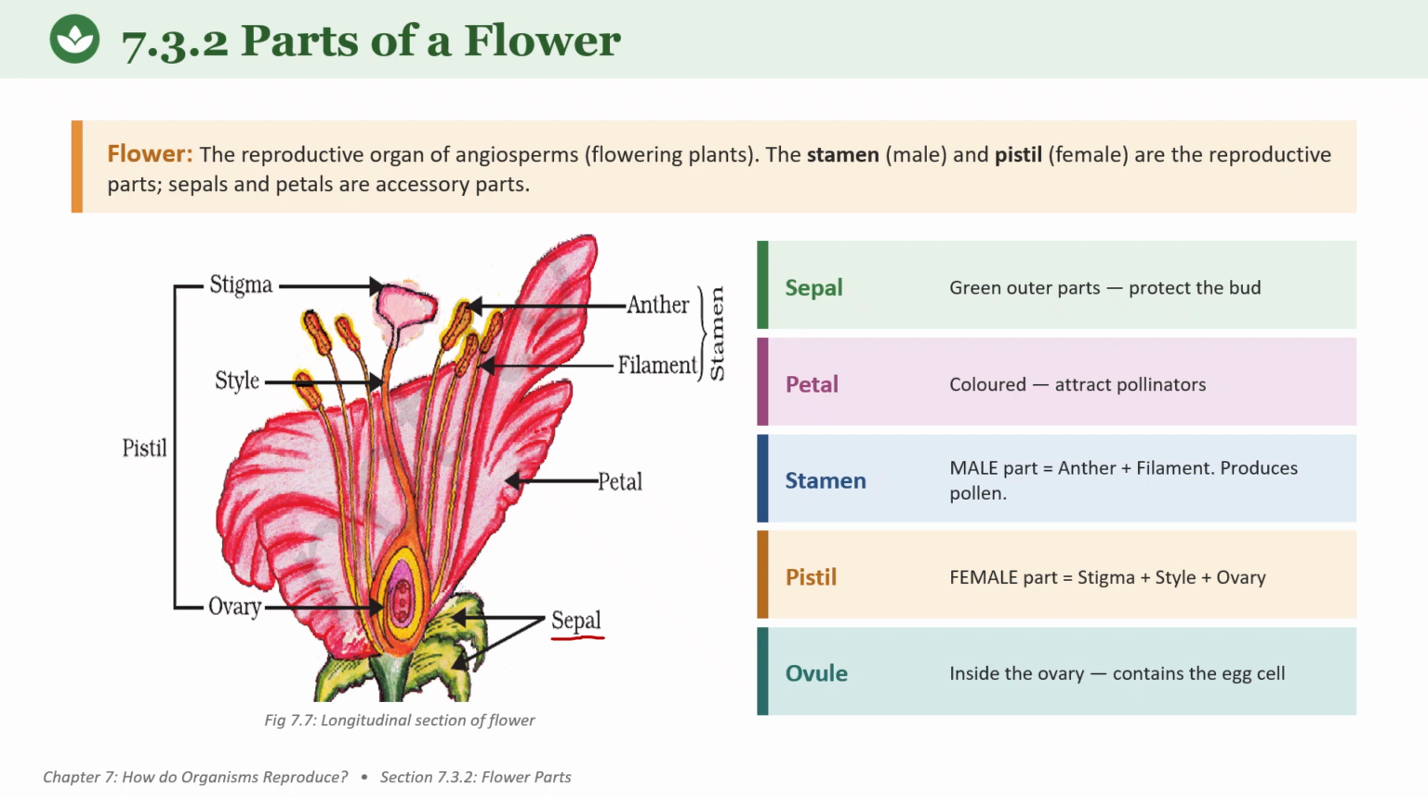So petal, what is the function of the petal? Petals are brightly colored and attract insects and birds for the pollination process. Then comes the stamen. Can you see the stamen here? So this is the stamen part.